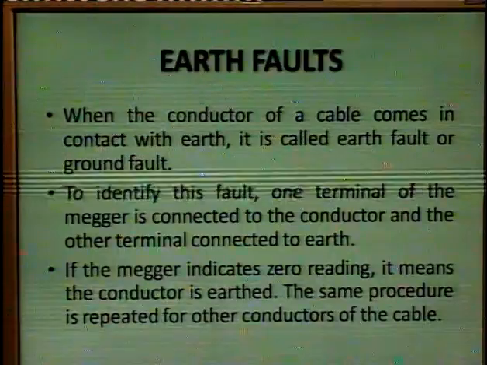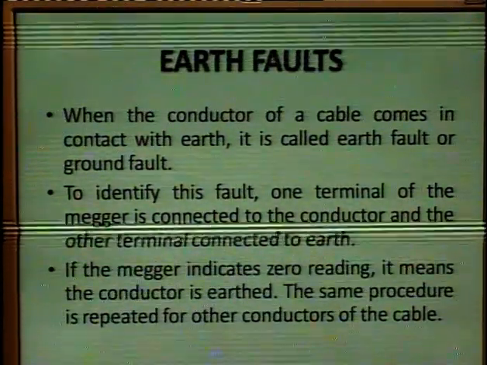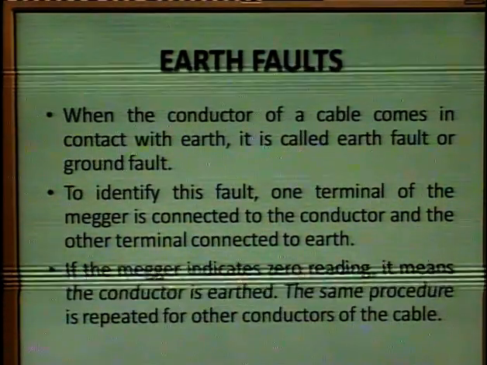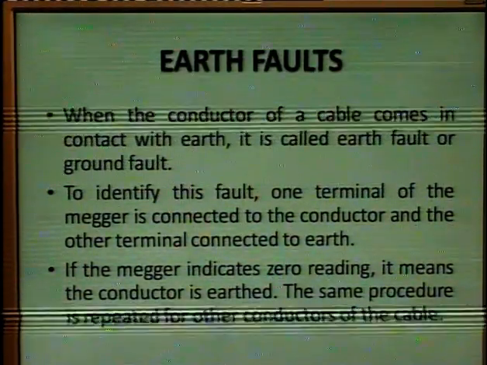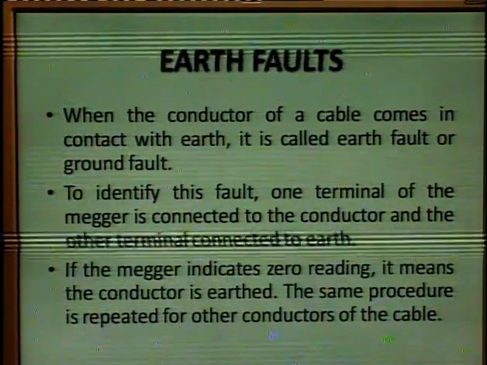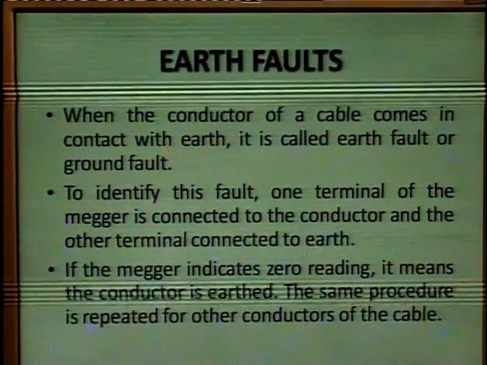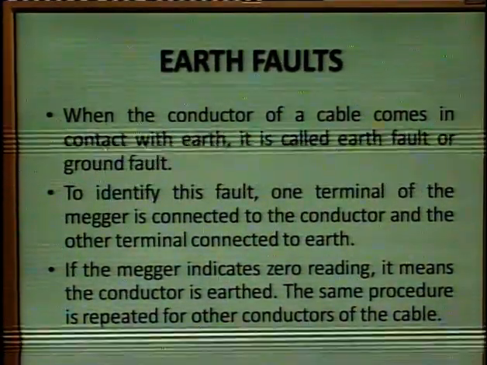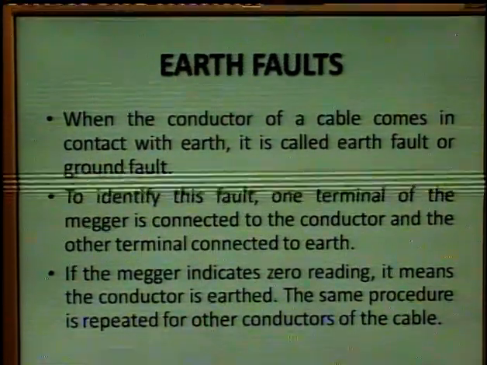Then we have the earth faults. When the conductor of a cable comes in contact with earth, it is called an earth fault or the ground fault. To identify this fault, one terminal of the Megger is connected to the conductor and the other terminal is connected to earth. If the Megger indicates zero reading, it means the conductor is earthed, and the same procedure can be repeated for the other conductors of the cable.